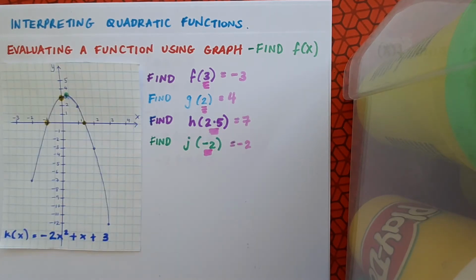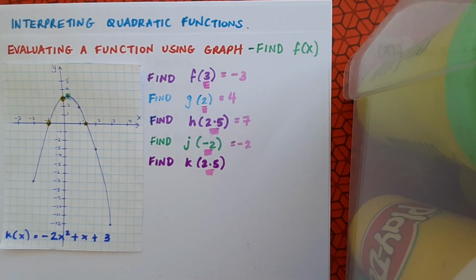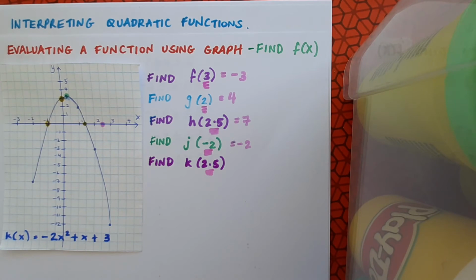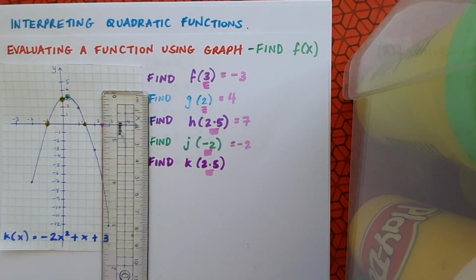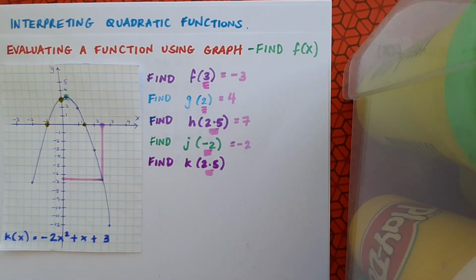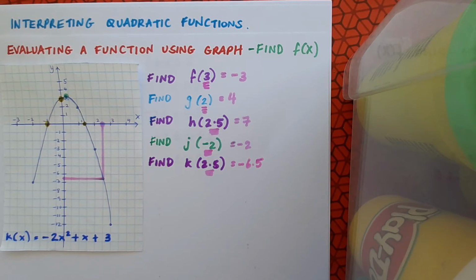And finally, I have my k of x function. I want to find k of 2.5. I go to 2.5 on the x-axis. I can mark that point. I draw a vertical line through this until it meets the curve. I identify where the line and the curve meet, and I draw a line to the y-axis. This time my answer is about -6.5. Again, read off your answers as accurately as you can for your own diagram.